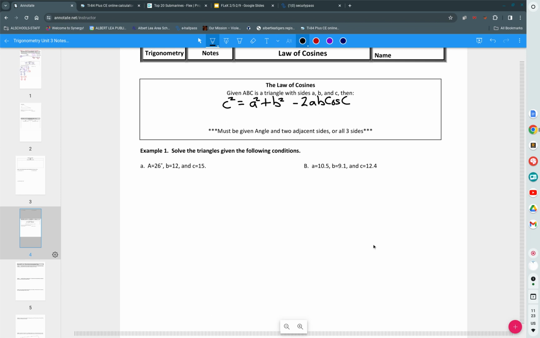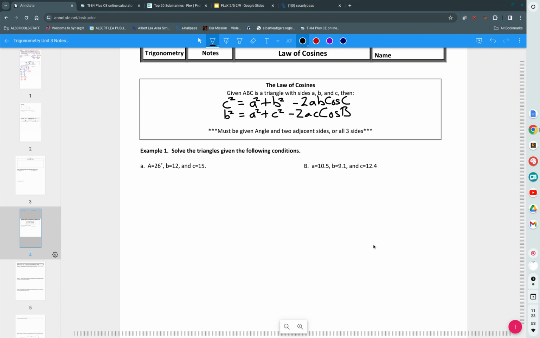Now what I'd like to do is write a formula for b squared as well. If instead of c squared, I have b squared, what do you think the next two parts are there? a squared plus c squared minus 2 times ac times cosine of angle B. Good.